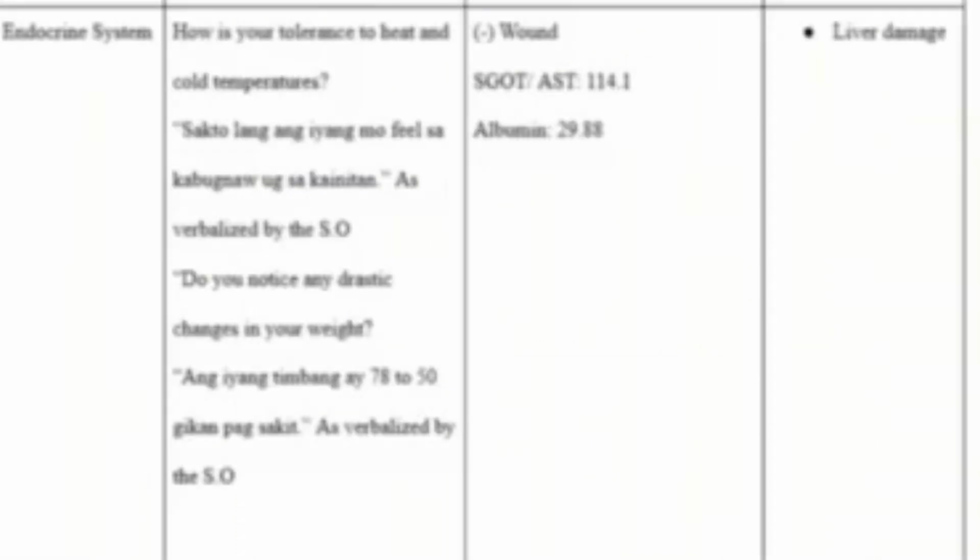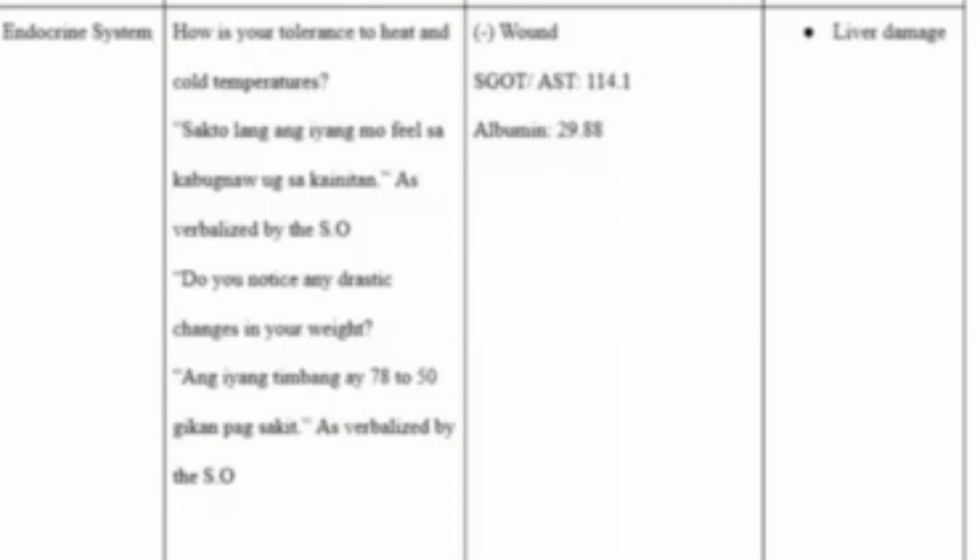So lastly, for our endocrine system, among the subjective findings, we asked how is your tolerance to heat and cold temperature. The patient feels just right in cold and heat as verbalized by the significant other. We also asked, do you notice any drastic changes in your weight? His weight went from 78 to 50 since he got sick, as verbalized by the significant other. So among our objective findings, he is negative for wound.